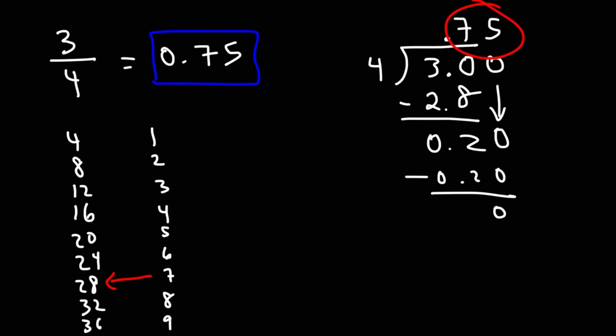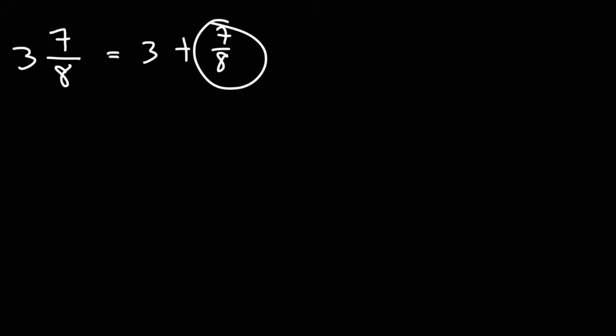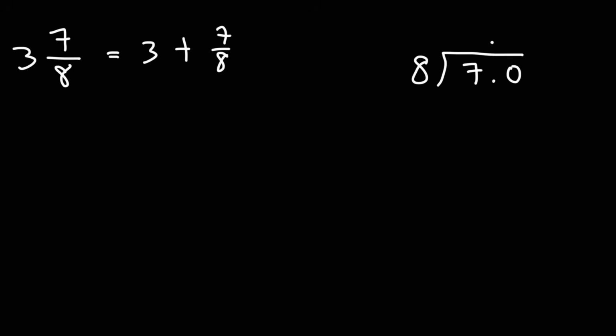Let's try another example. Let's convert 7 over 8 into a decimal. Actually, let's say 3 and 7/8. Let's use a mixed number. Let's convert this mixed number into a decimal value. So keep in mind, this is 3 plus 7 over 8. Now, the fractional part, we're going to convert that to a decimal using long division. So we're going to put the denominator on the outside. 8 doesn't go into 7 nicely, so we're going to use 7.0. Now, how many times does 8 go into 70? If you're not sure, you can write out the multiples of 8.